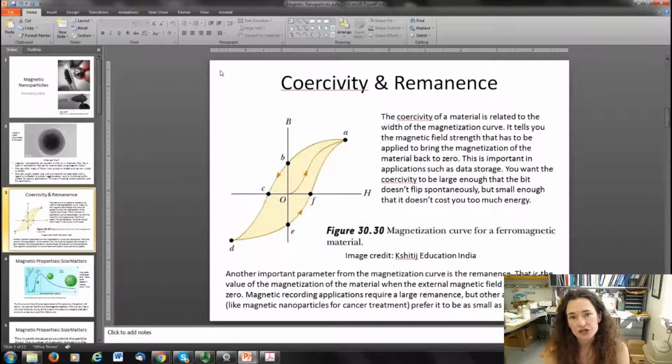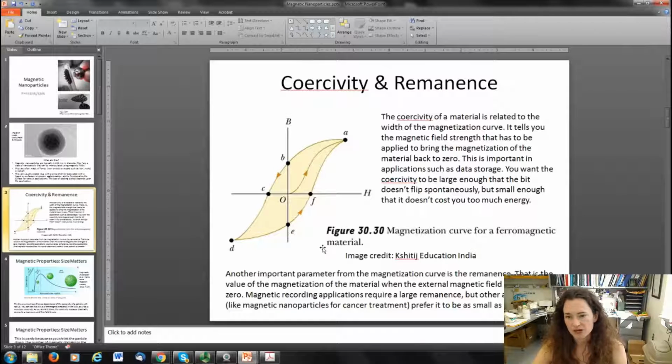So the first is the coercivity. The coercivity of the material is related to the width of the magnetization curve, basically where it is at points C and F here, that width. It tells you what magnetic field strength has to be applied in order to bring the magnetization of that material back to zero.